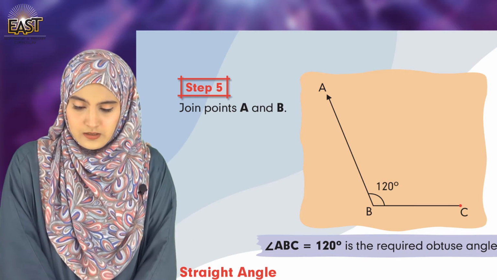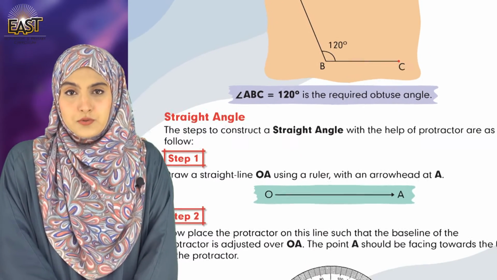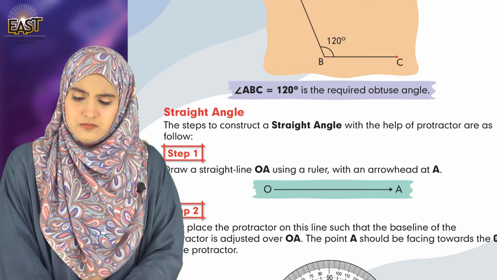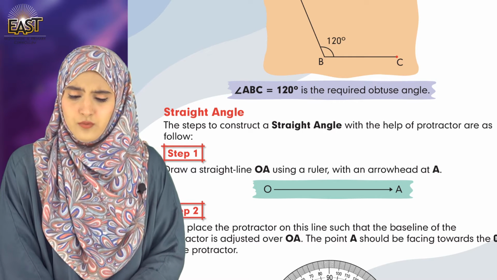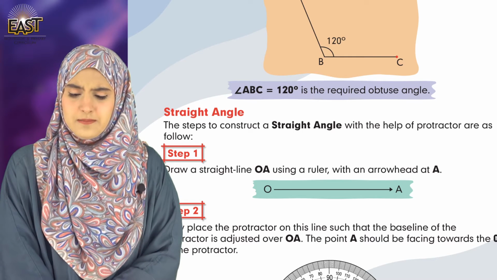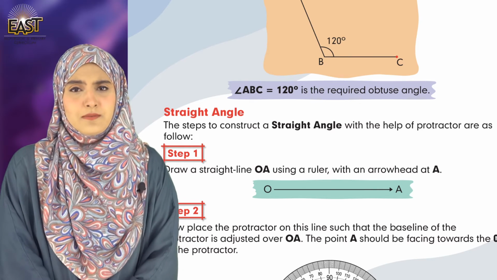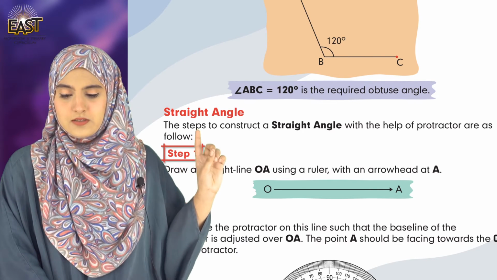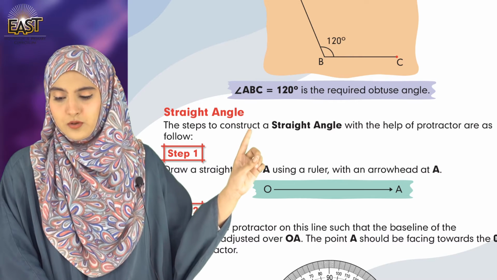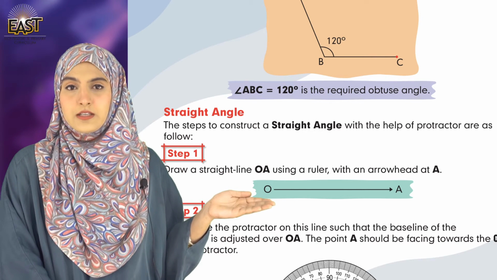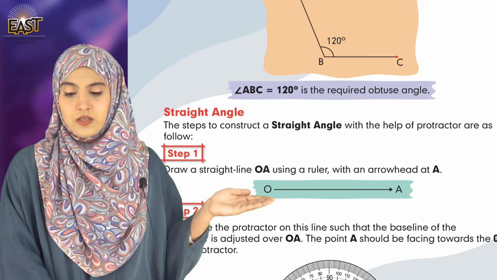Okay, so let's move to the straight angle. It is very easy and there are not many steps, only 4. These steps are exaggerated, but you can end the story in 2 steps as well. The steps to construct a straight angle with the help of a protractor are as follows.